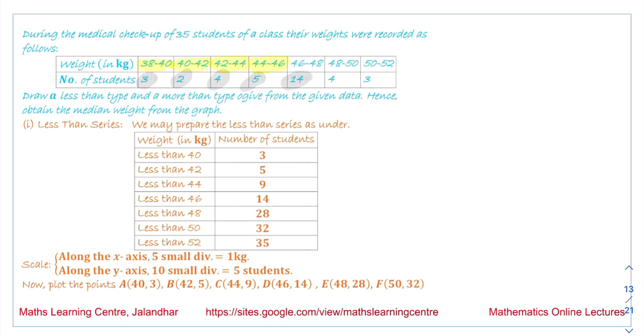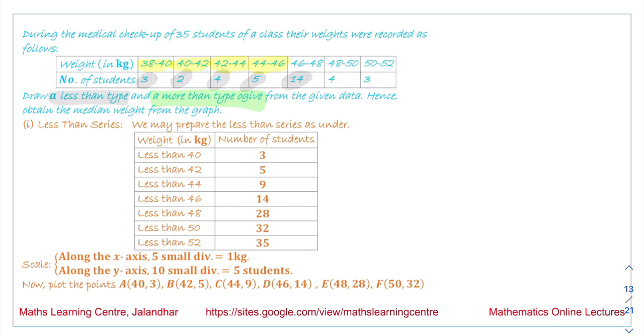We have to draw a less than type and a more than type Ogive. We have to draw two Ogives. One is the less than type Ogive and the second is the greater than type or more than type Ogive. And then we have to find the median weight from the graph.